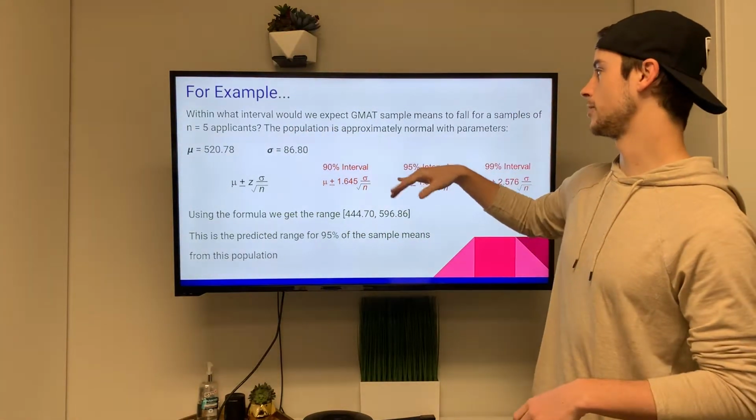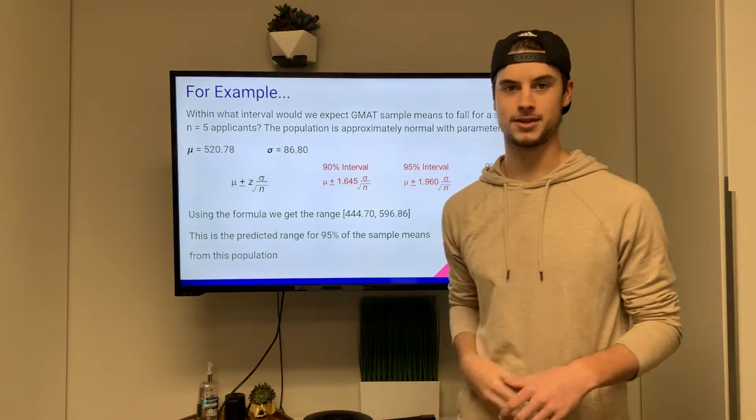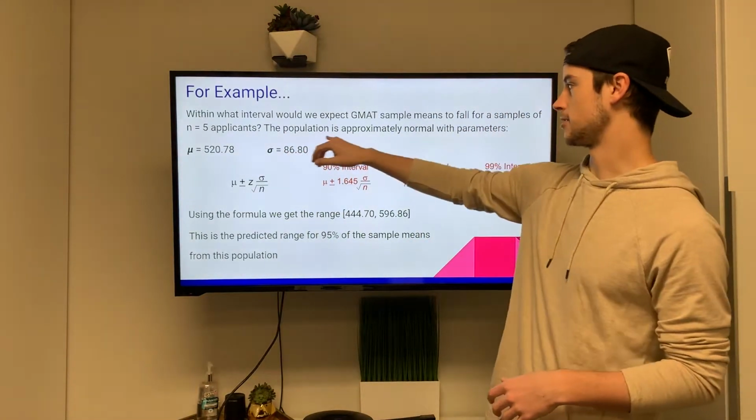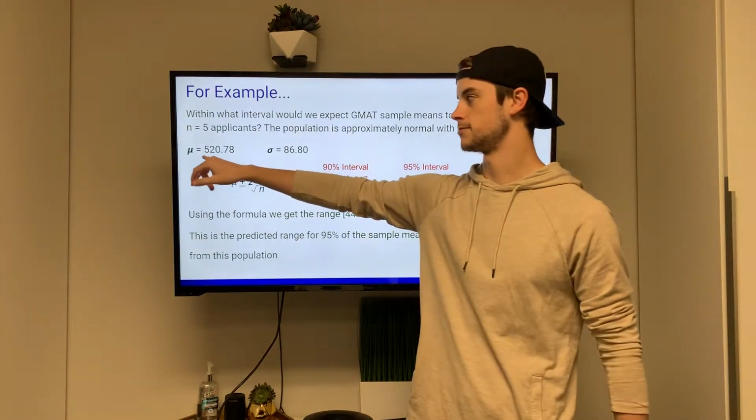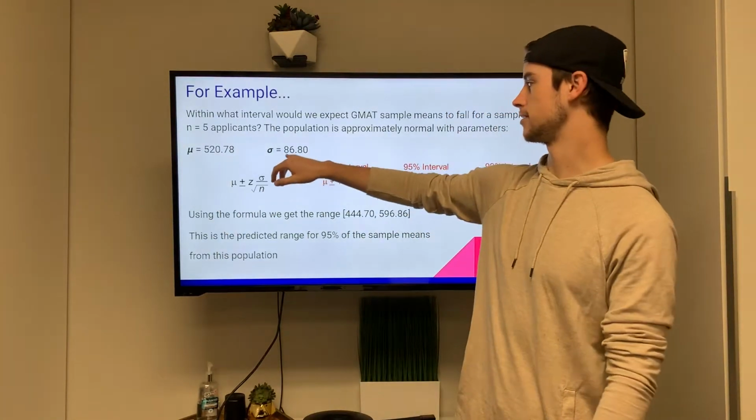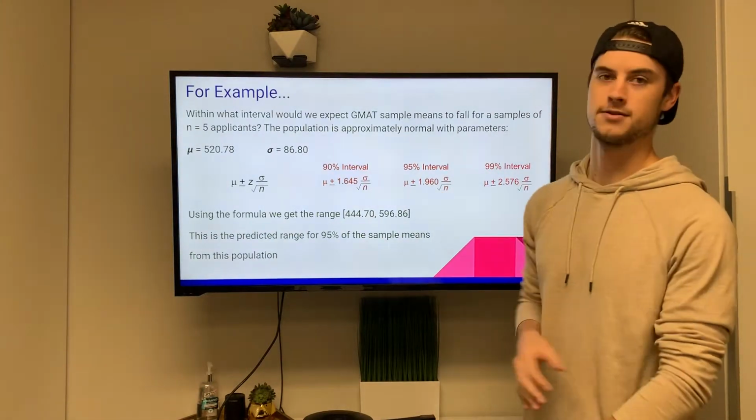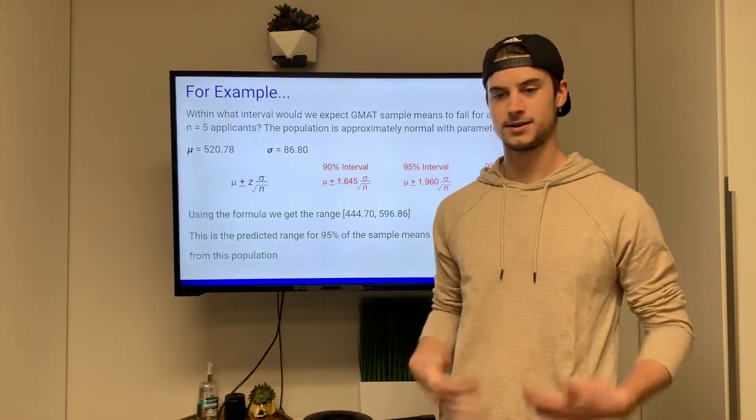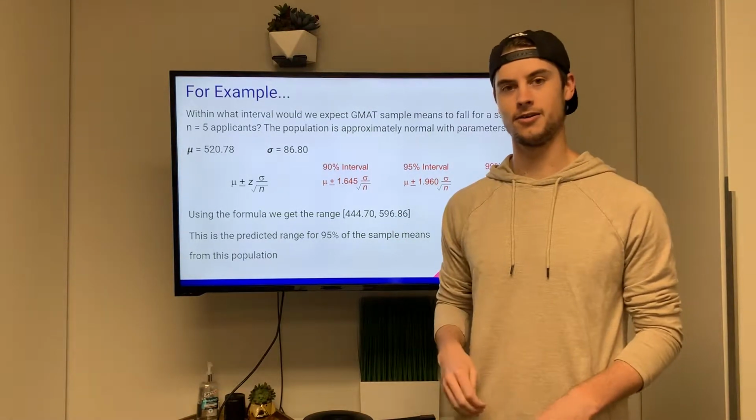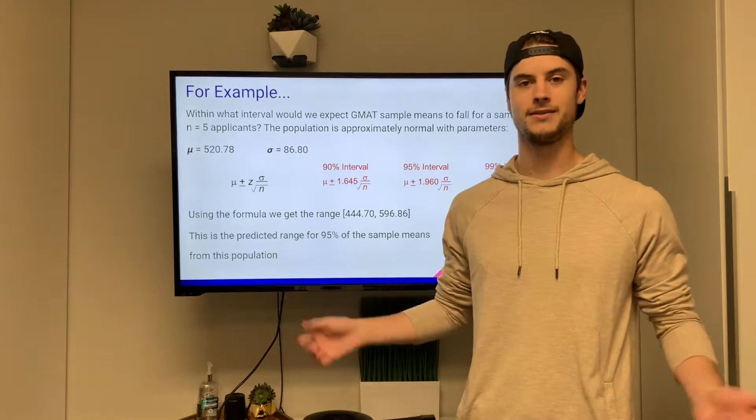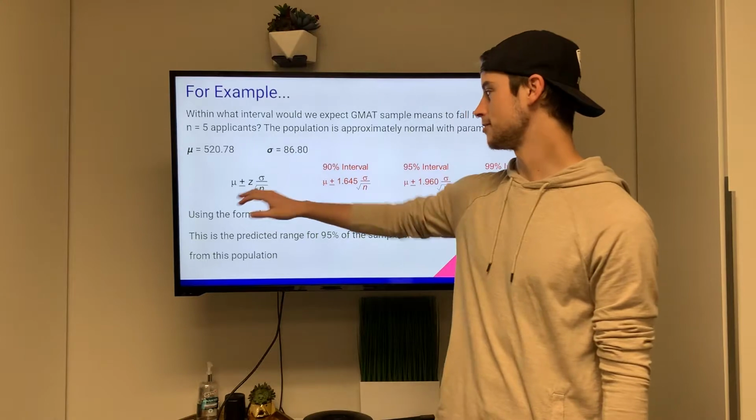Anyway, within what interval will we expect the sample means from those tests to fall for a sample of 5 applicants, right? And again, it tells us our population is approximately normal, and it gives us our parameters: mean 520.78 and standard deviation 86.80, okay? And I gave you these intervals here just so that you can constantly refer back to them, right? Because eventually I hope you will just know, oh, 90%, 1.645, that's the z-score. I hope you get there. If not, that's okay. But anyway, use this formula.